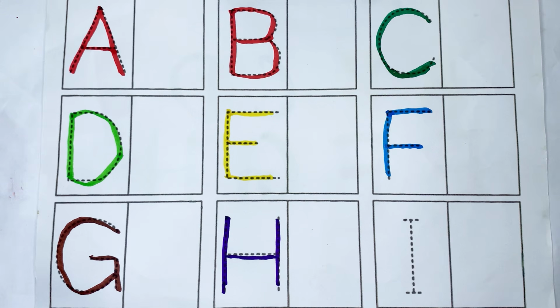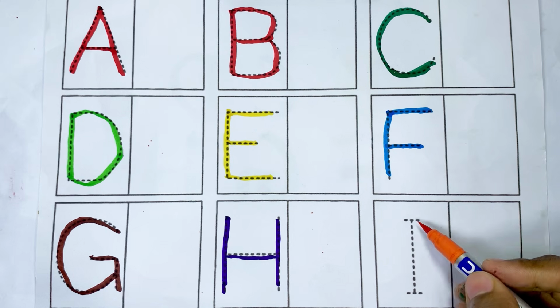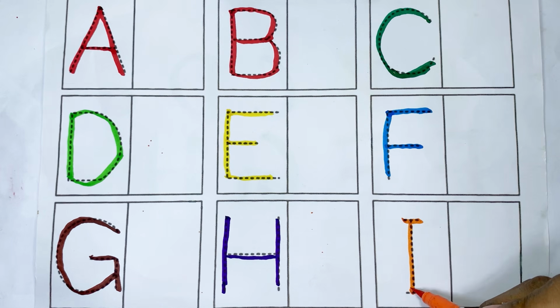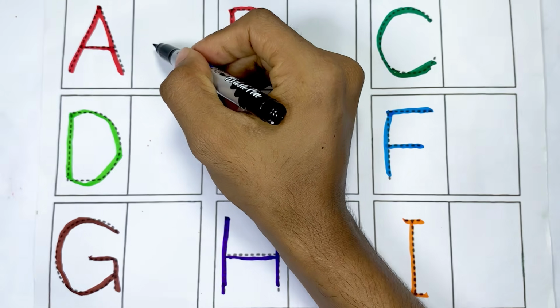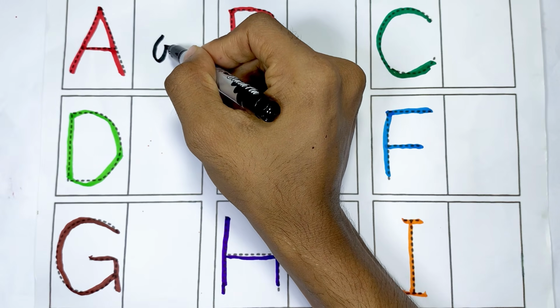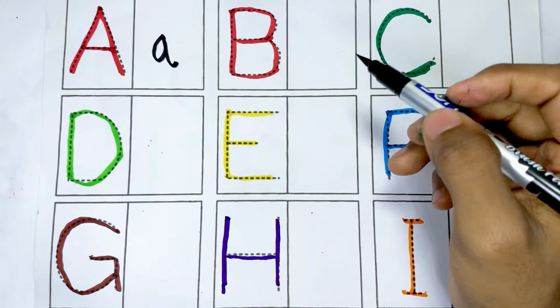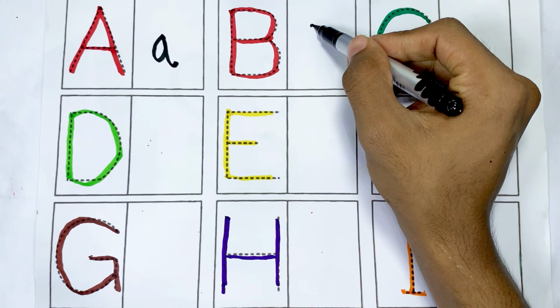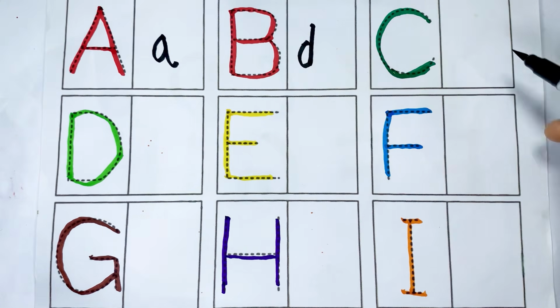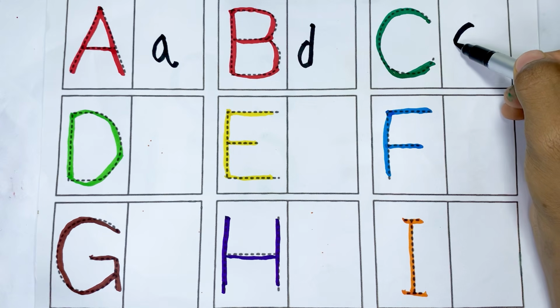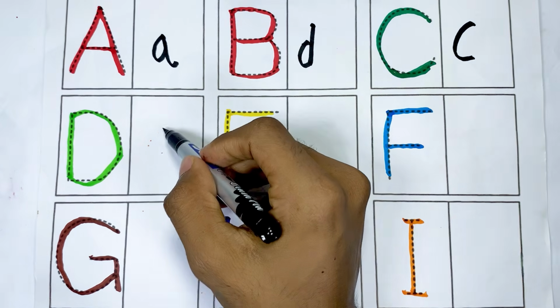H for helicopter. Kids, now you draw I. I for ice cream. Kids, now you draw small letters alphabets. A. A for aeroplane. B. B for ball. C. C for cat.